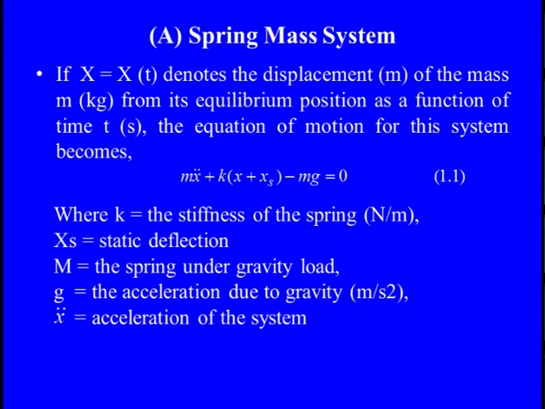So k is the stiffness, which is a material property of the spring, measured in Newton per meter. The x_s is the static deflection, where we disturb it and leave it like that. The mass is in kilograms, g is the gravitational acceleration, and the acceleration is x double dot. So the inertia force is mx double dot, because the mass is moving at acceleration x double dot.